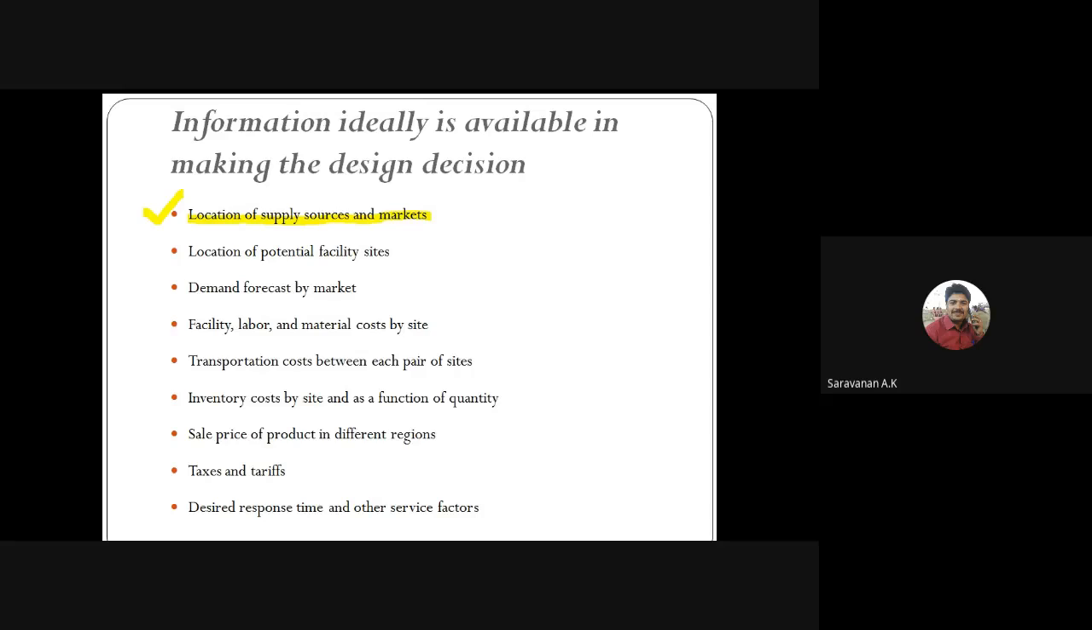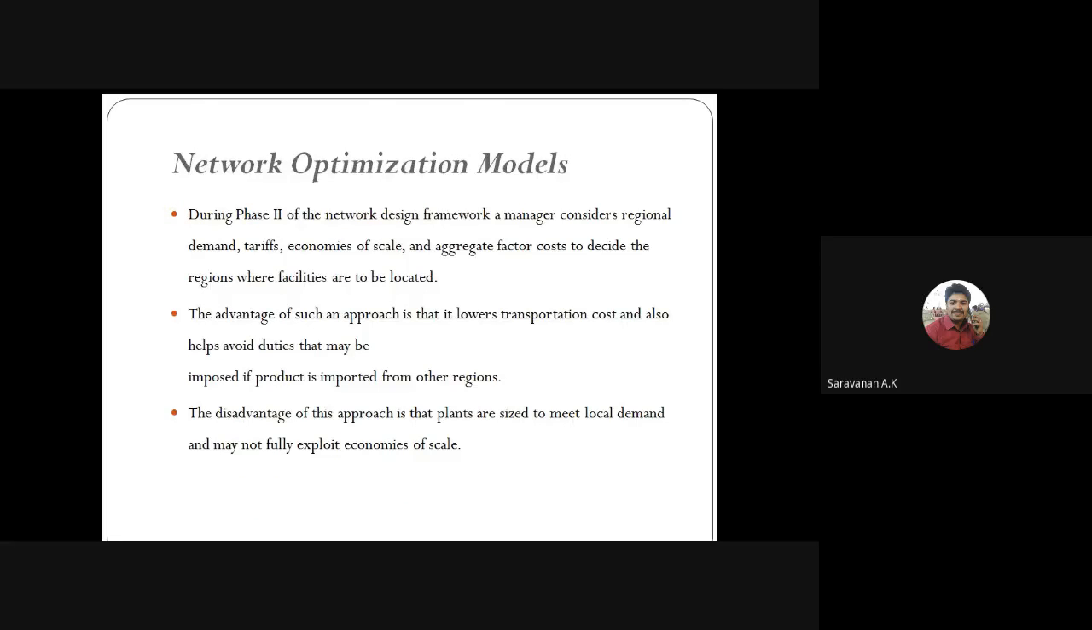So given this information, either the gravity model or a network optimization model can be used to design the network, right? So we have two models: one is the gravity model and one more is the network optimization model. So we can see the network optimization model. What is the network optimization model?